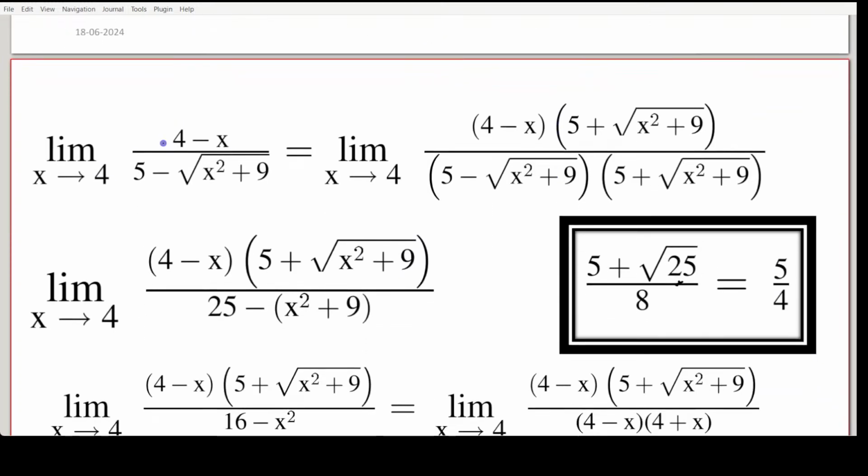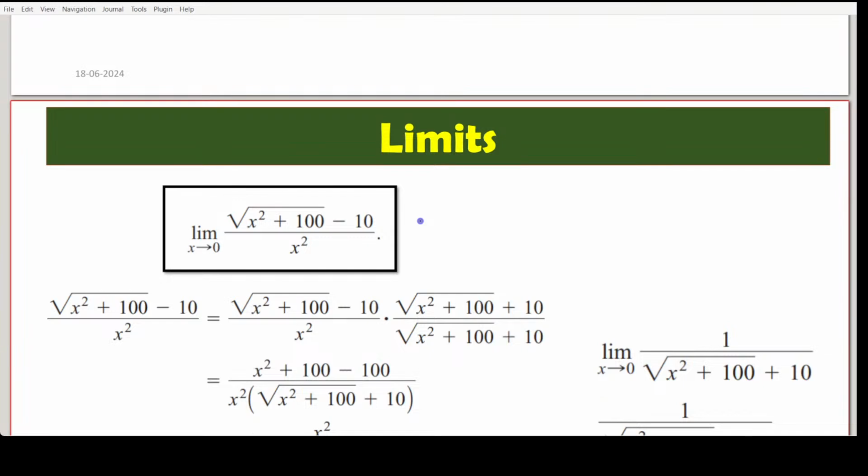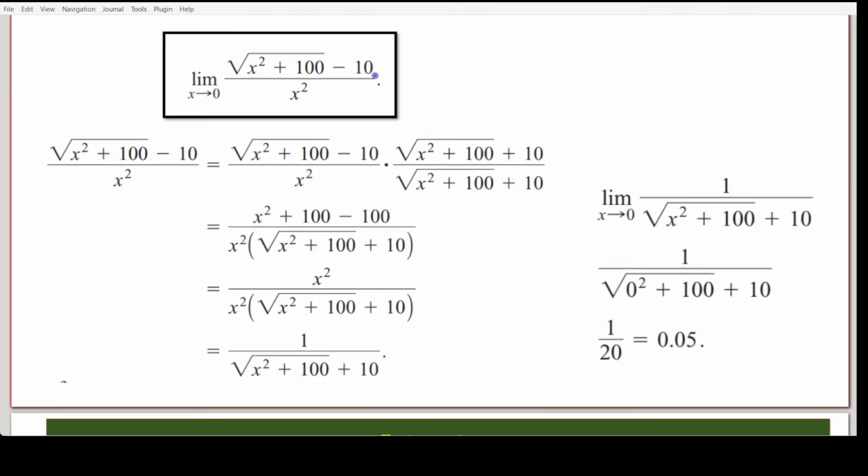In this case, it is again 0 by 0. We rationalize the denominator. This process is rationalizing the numerator or denominator, right? Yes, sir. Pretty straightforward. Okay, in this case, what you have done is again rationalizing the numerator.